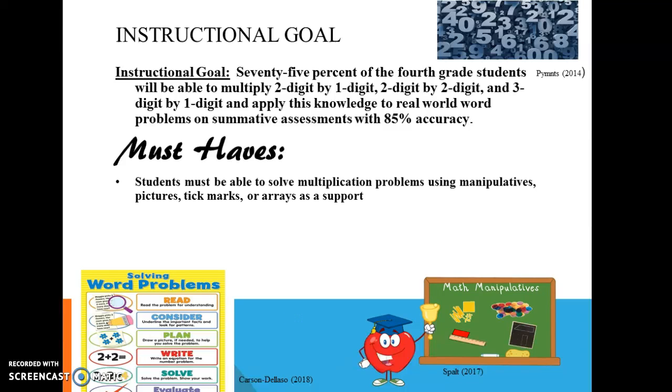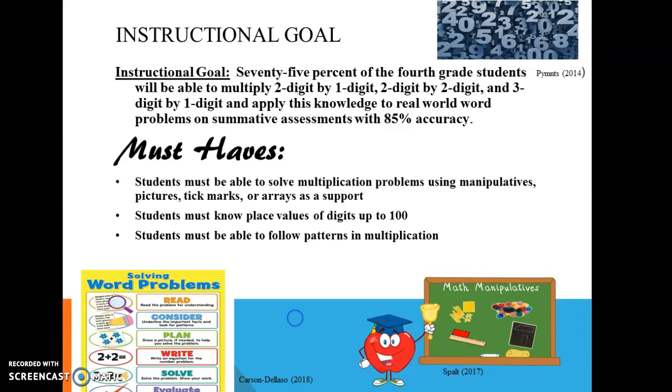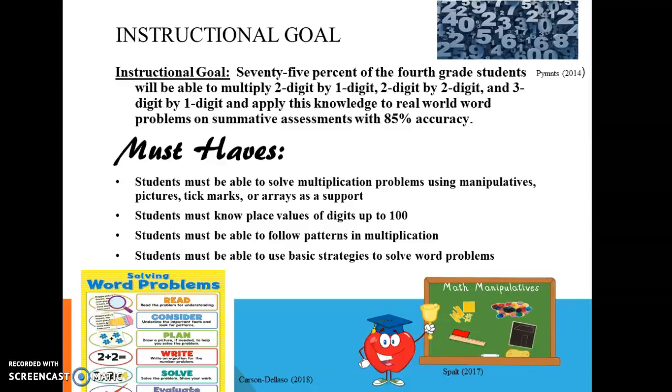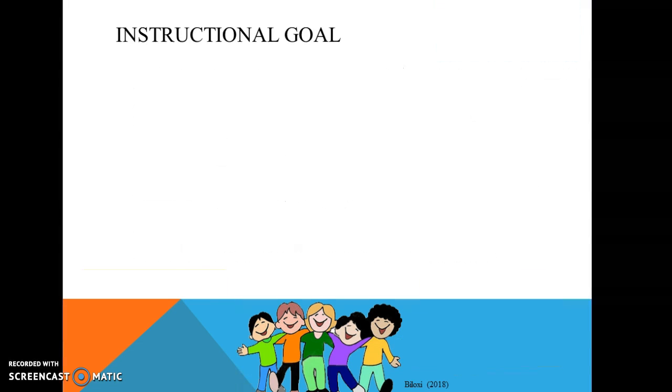The must-haves before they come into fourth grade, that they usually learn in third grade, is they are able to solve multiplication problems using manipulatives, pictures, tick marks, or arrays as support. The students must know place value of digits up to 100. The students must be able to follow patterns of multiplication, such as skip counting or the multiples of 2, 5, and 10, and understand that there are patterns in multiplication. Students must be able to use basic strategies to solve word problems.